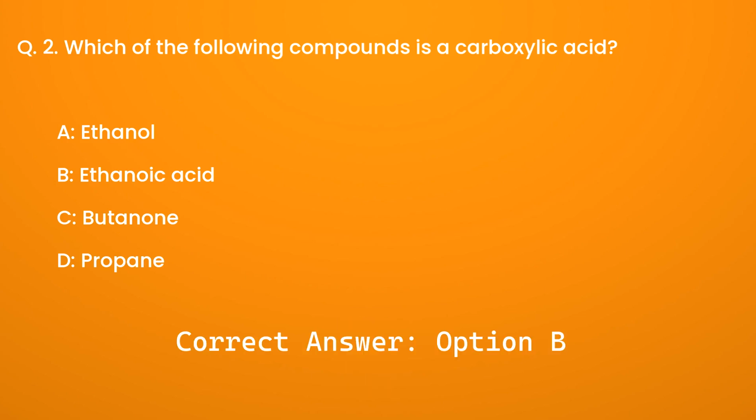The correct answer is option B, which is ethanoic acid. Ethanoic acid is a carboxylic acid, characterized by the presence of a carboxyl group, -COOH.